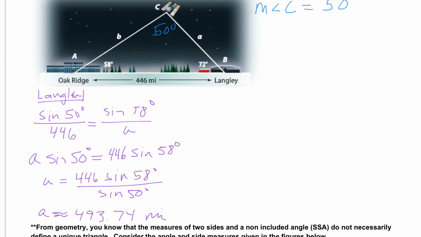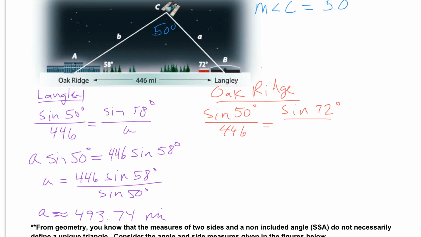Then what we need to do is find the distance for Oak Ridge. So let's do Oak Ridge over here. For Oak Ridge, that's this distance here. So I'm going to use these two and these two. So I know I have the sine of 50 degrees over 446. And now I'm going to set it equal to the sine of 72 degrees over little b.